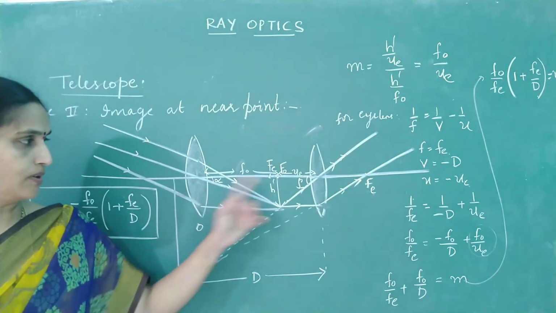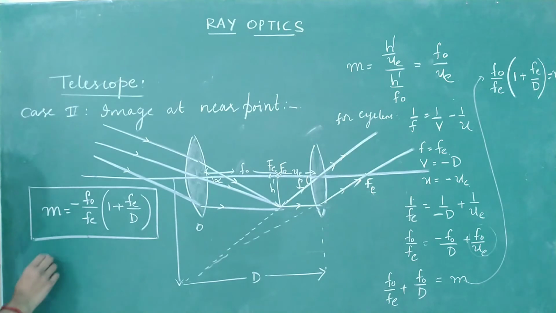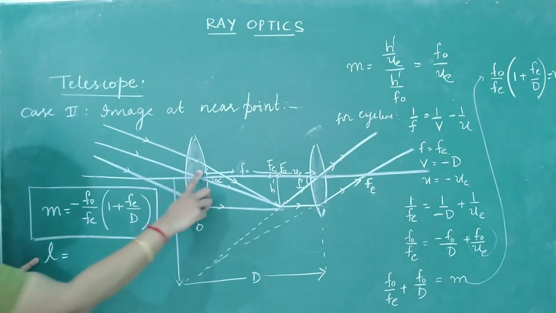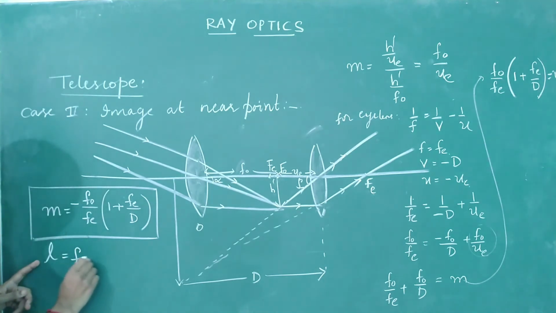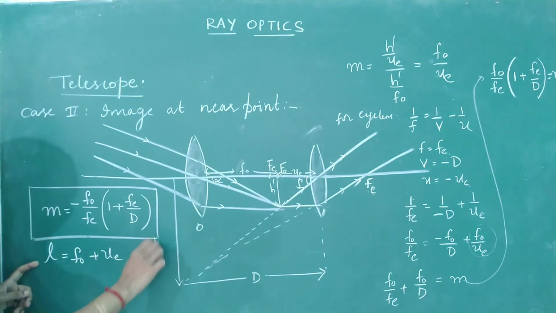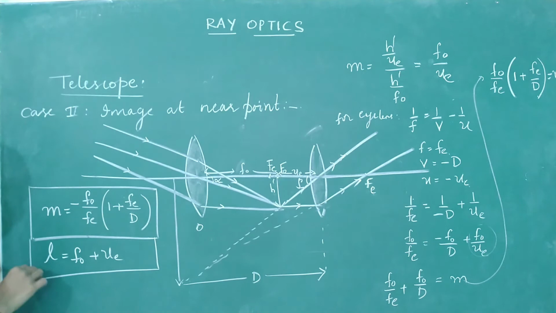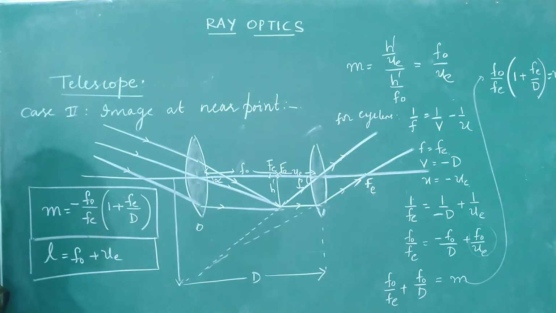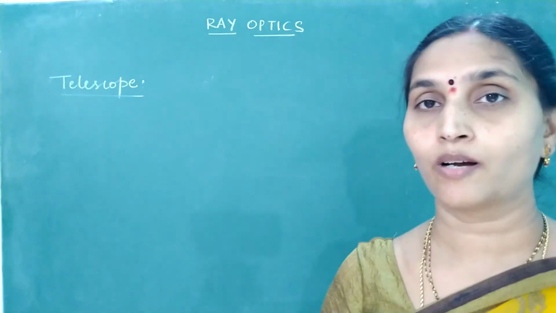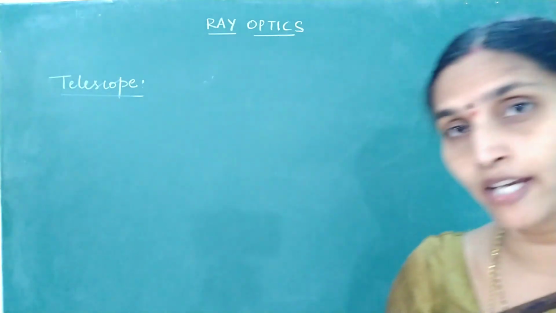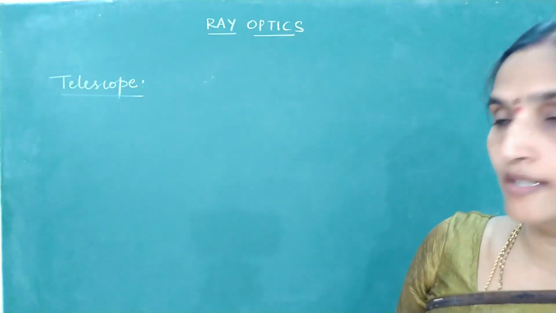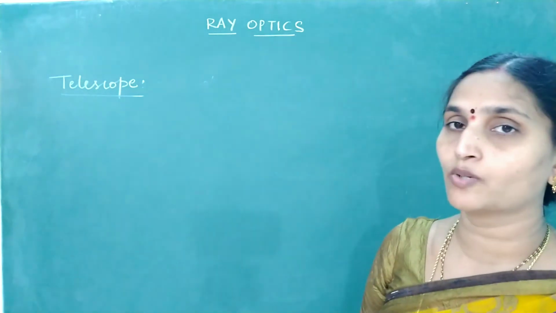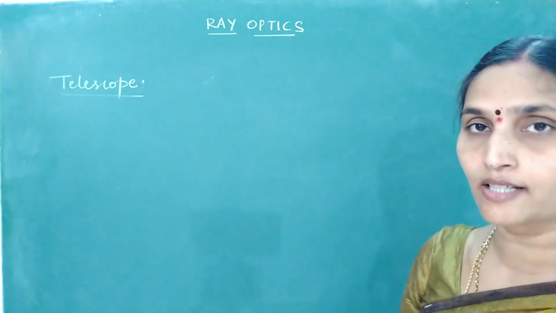Even before that, tell me what is the length of the telescope in this case. Previously it was F naught plus Fe. Now the length is F naught plus Fe. For the second case, the length of the telescope becomes F naught plus Fe. So let's look into the terrestrial telescope now. To get an erect image instead of an inverted image, look at what modification we are going to make in case of a telescope.